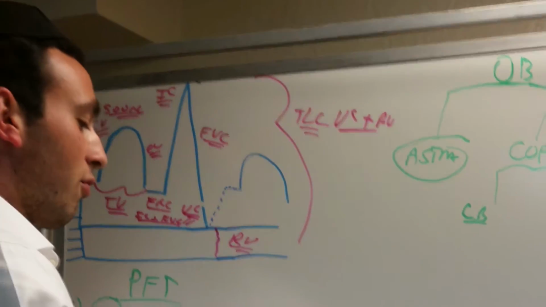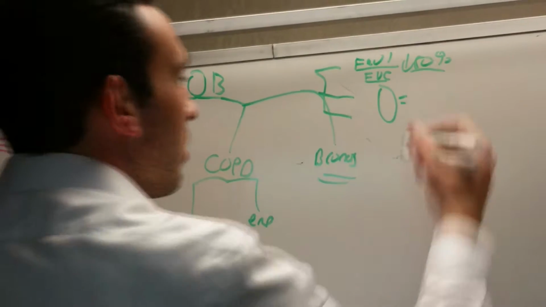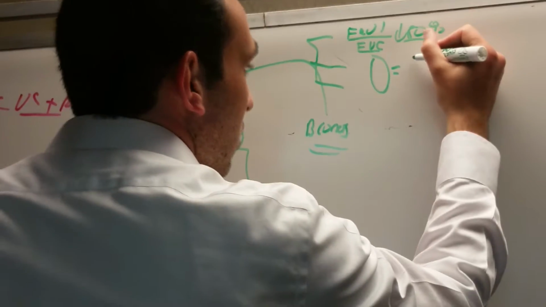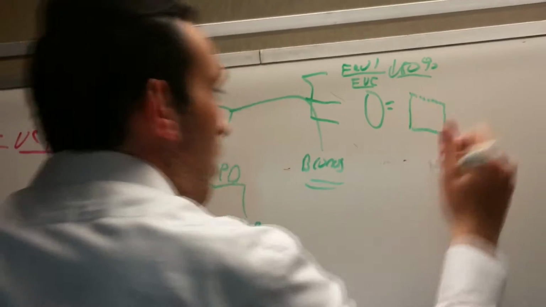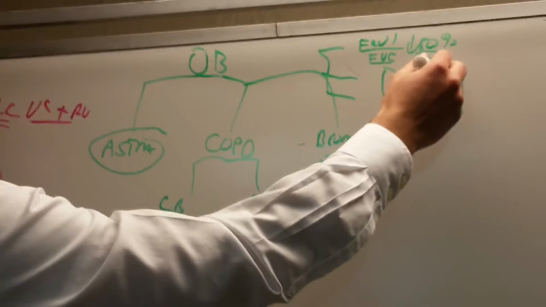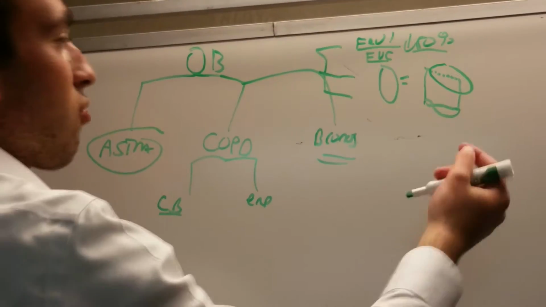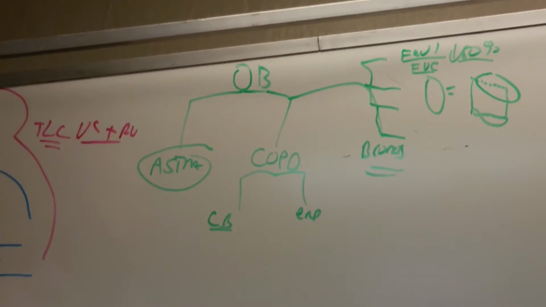The second thing we're going to find, if you do a flow volume loop chart, this is a normal chart. In an obstructive disease, what's it going to look like? It's going to look like this. Well, more like this, but that is how it's going to look. The right side of the bell is going to be much more prolonged because we have an obstruction within the airways.